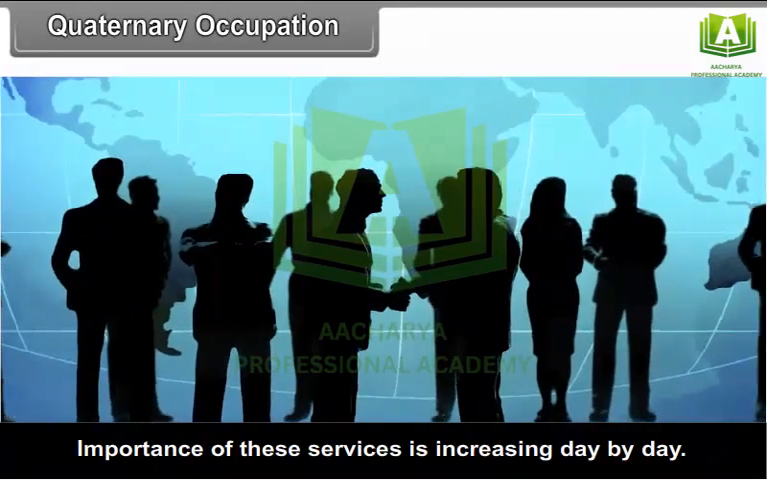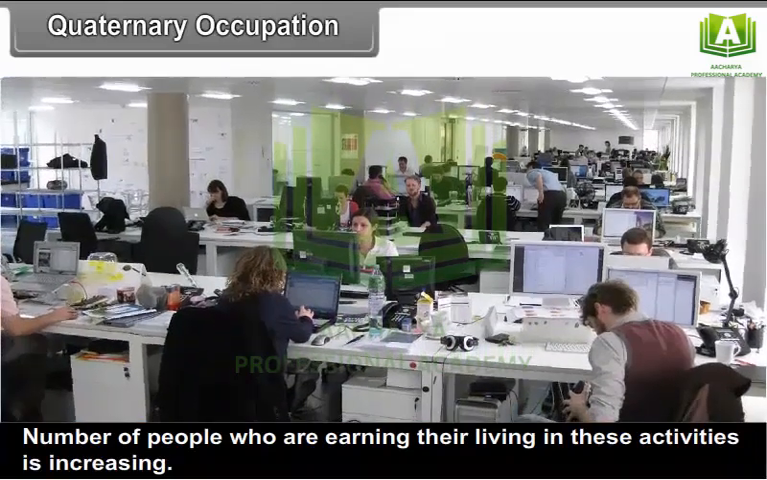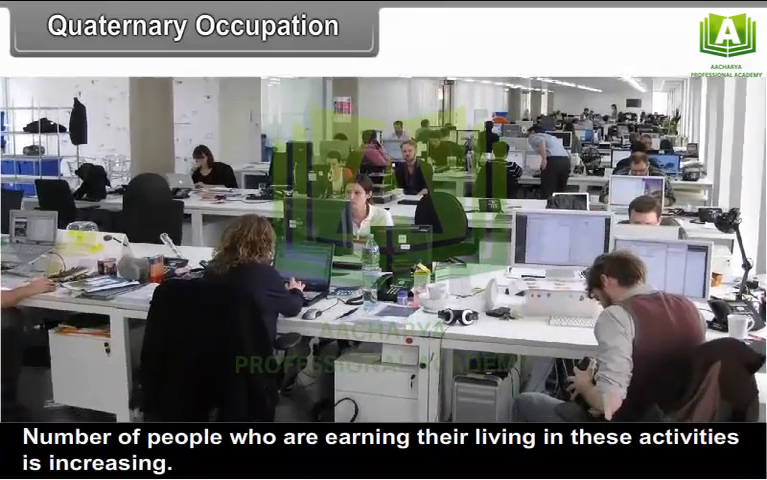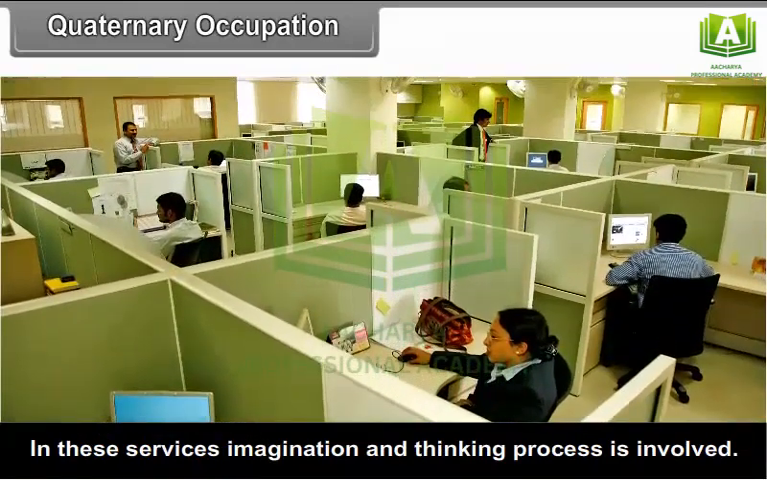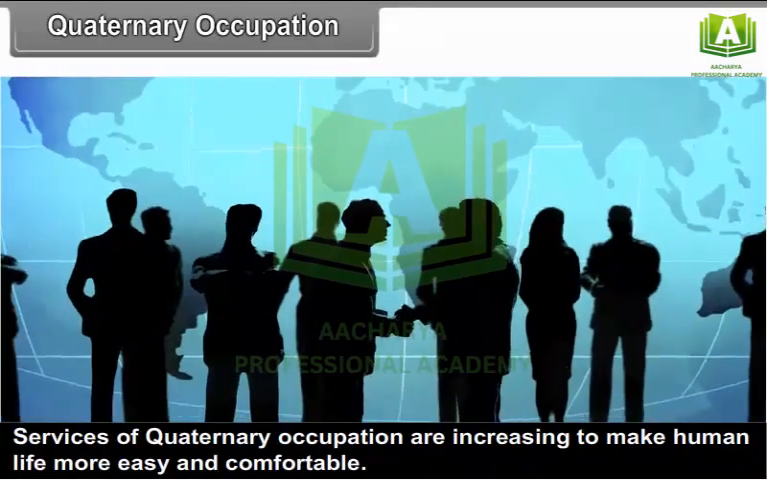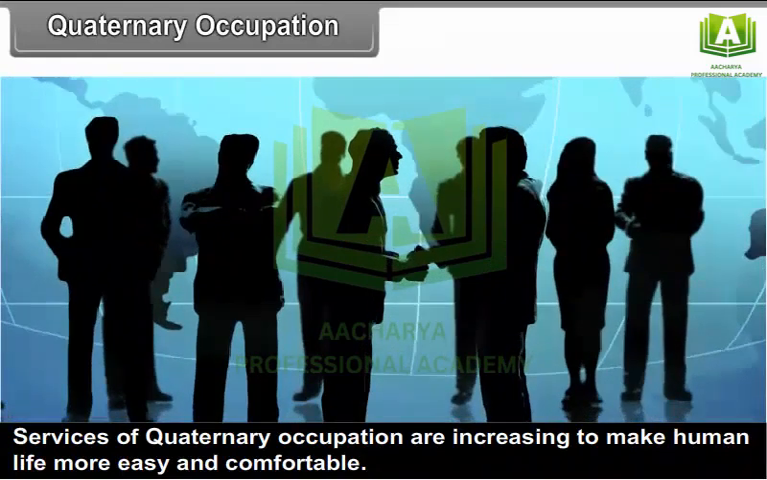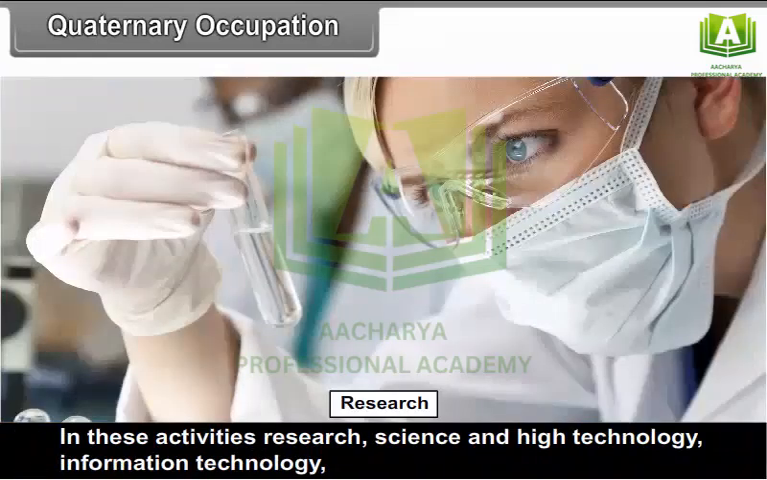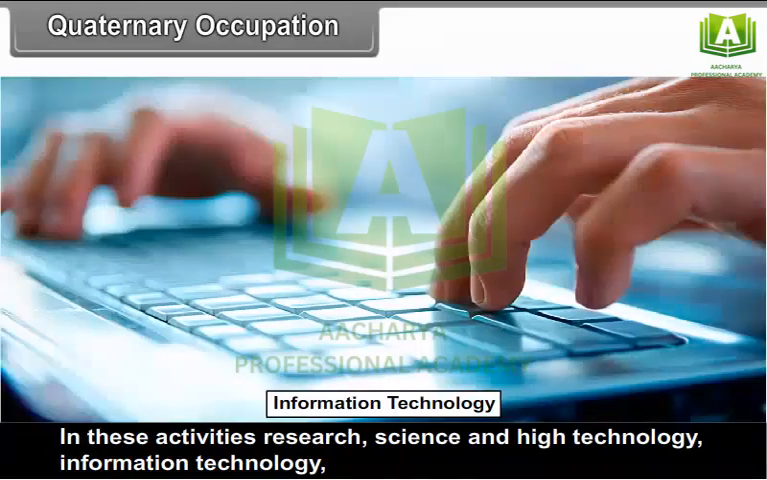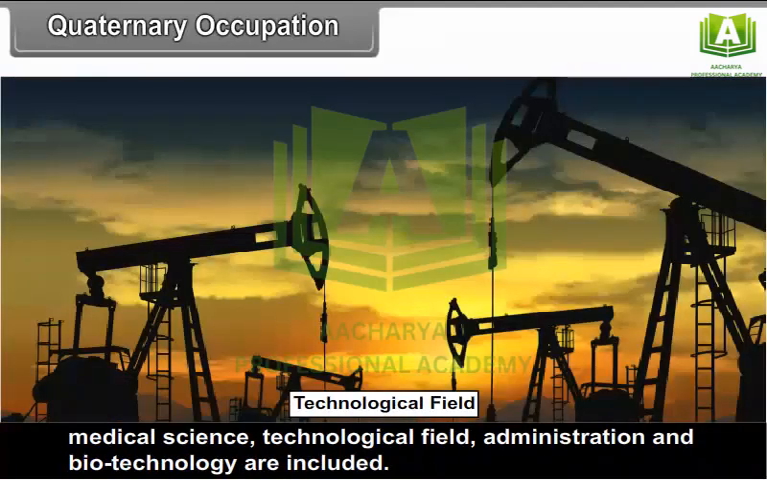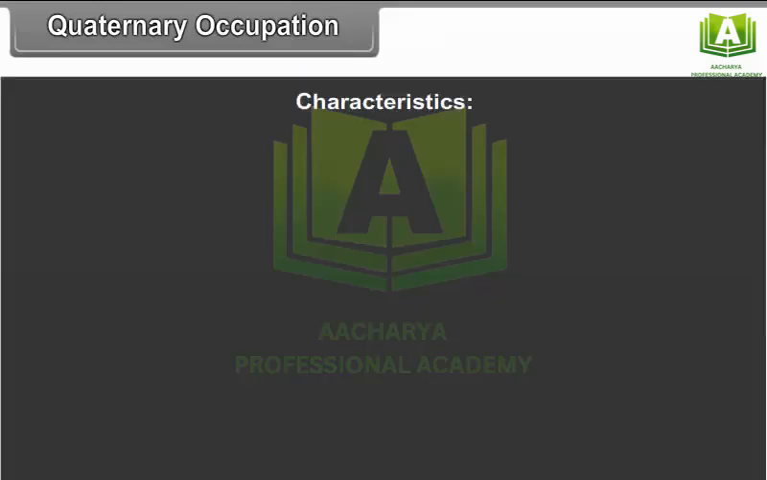Importance of these services. Number of people who are earning their living in these activities is increasing. In these services, imagination and thinking process is involved. Services of quaternary occupation are increasing to make human life more easy and comfortable. In these activities, research, science and high technology, information technology, medical science, technological field, administration and biotechnology are included.